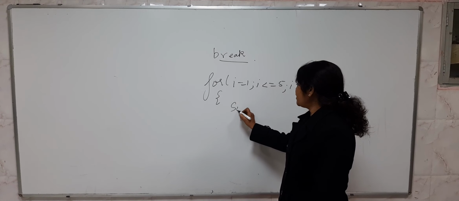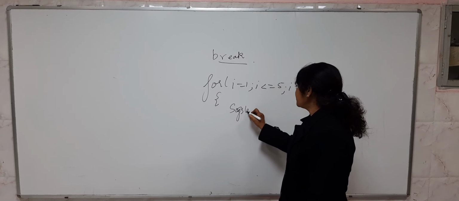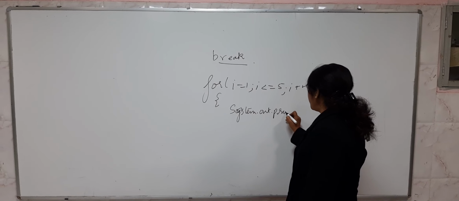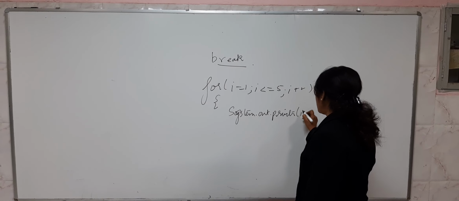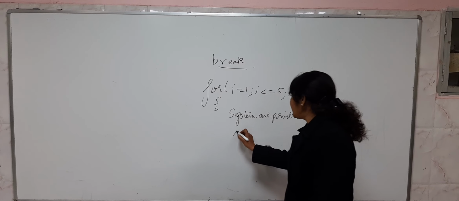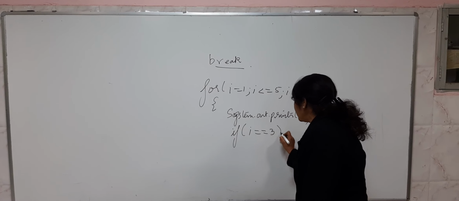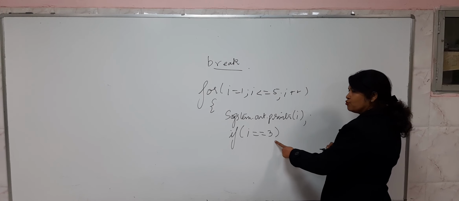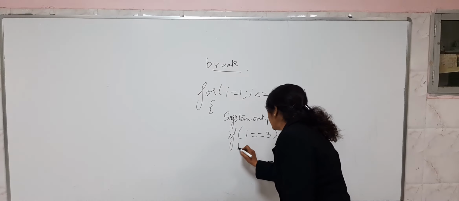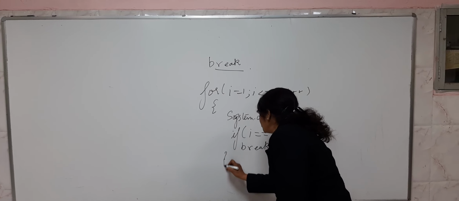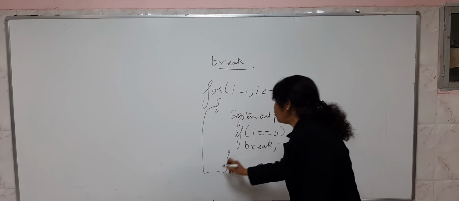Here we have opened the loop. I will write System.out.println(i), and here I have written the condition: if i == 3, break. And here I have closed the loop. This is the body of the for loop.